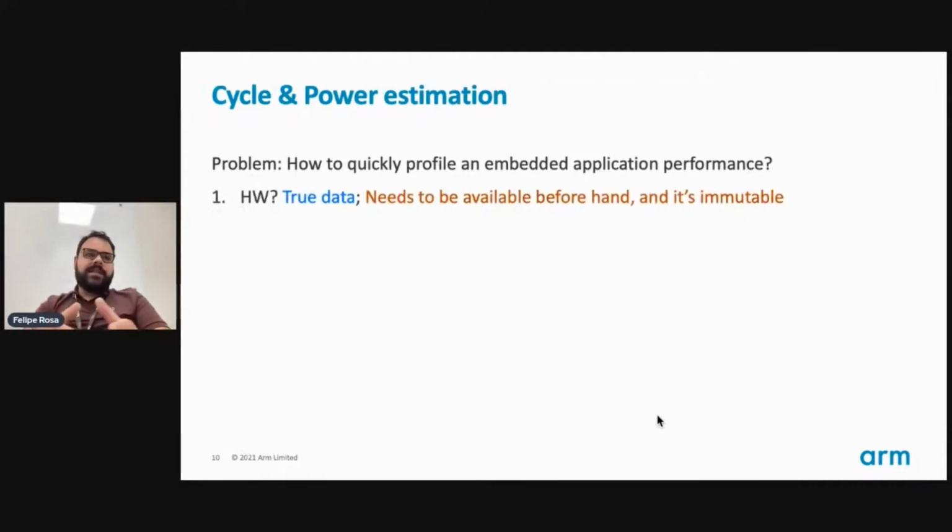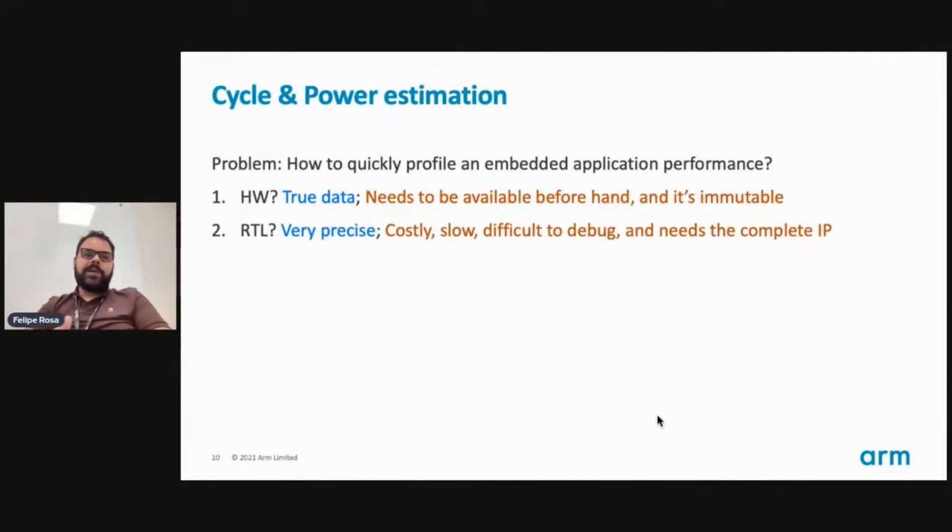So we investigated hardware. We can have the actual board. I have the board that we are modeling, and it gives the true data, which is awesome. I can have the number of cycles that each instruction takes. But the problem is we need boards, and they cannot change. I cannot change the cache in the board because it's already been fabricated. I cannot do that. So the other option, we tried RTL.